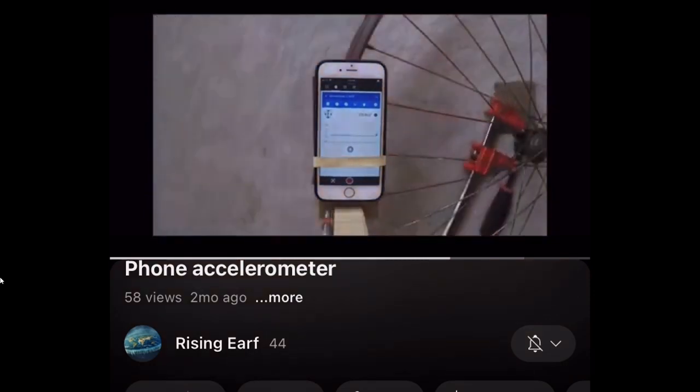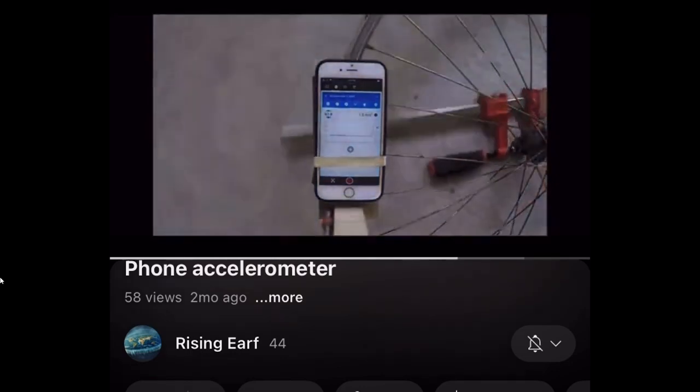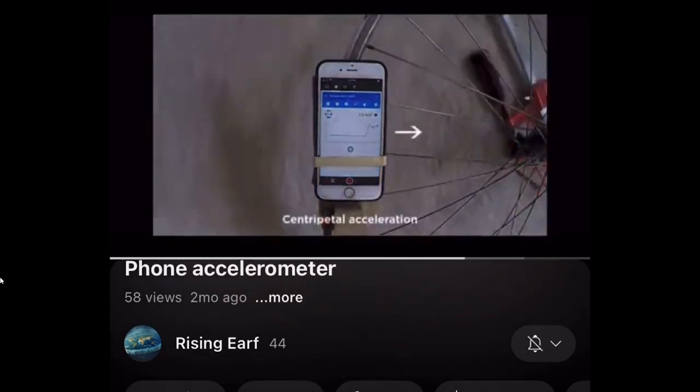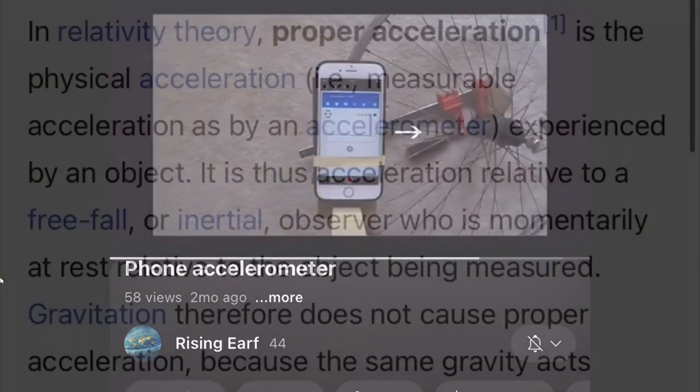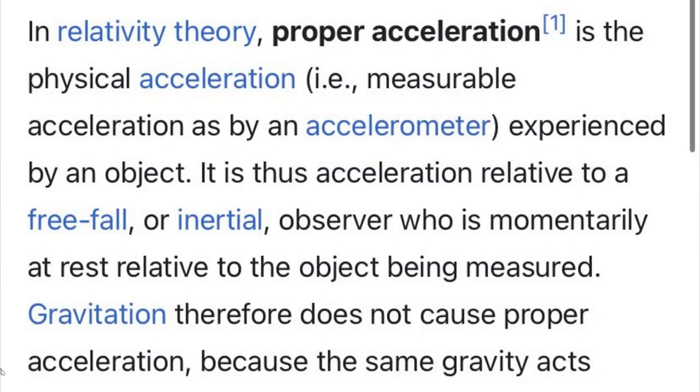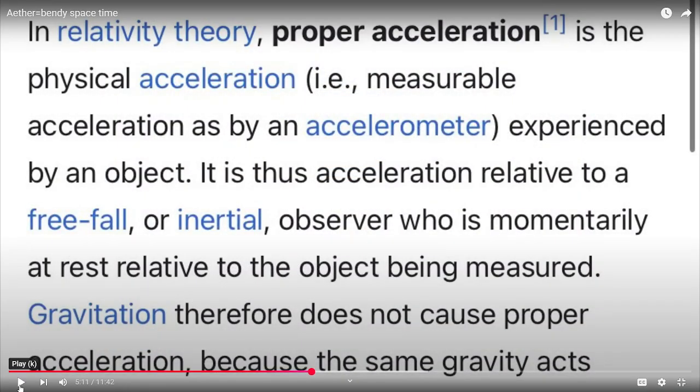But here's mine on a rotating wheel. It's correctly registering a centripetal acceleration in the positive x direction toward the center. And if the accelerometer was arbitrary, then it would not be registering the acceleration in the correct direction on that wheel, showing the inward direction, showing the direction of the force. Exactly.